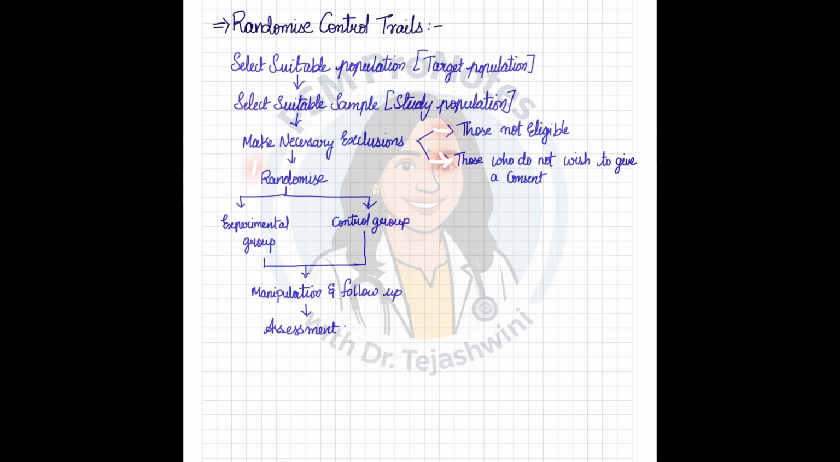Randomization. This is a key feature of RCTs. Randomization means participants are randomly assigned to either the experimental or control group. This helps eliminate selection bias, ensuring that any observed differences between groups are due to the intervention and not other factors.